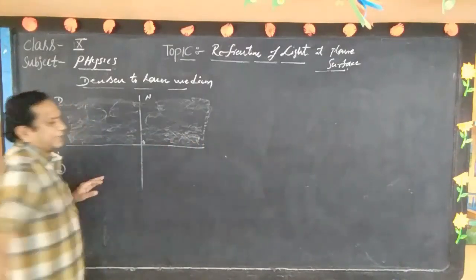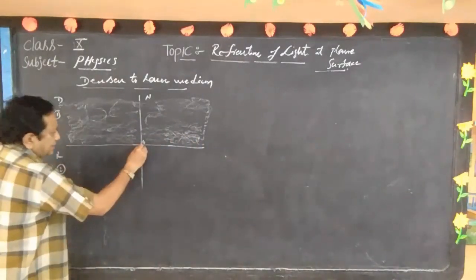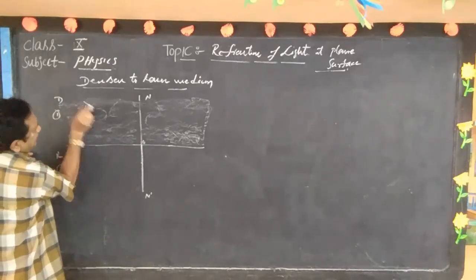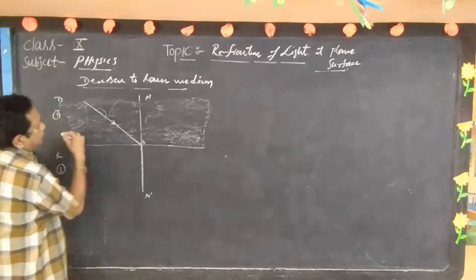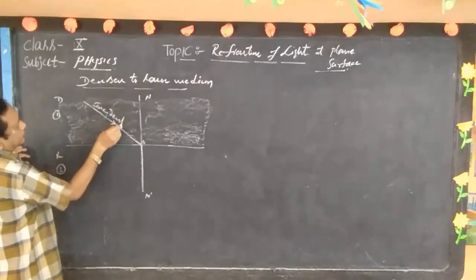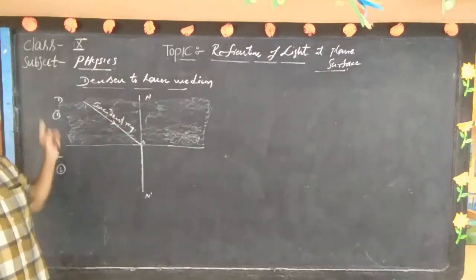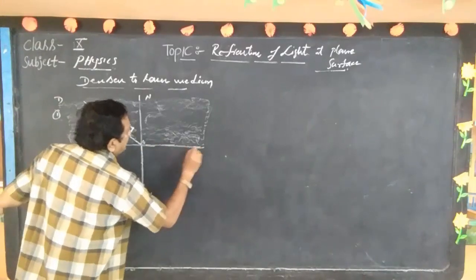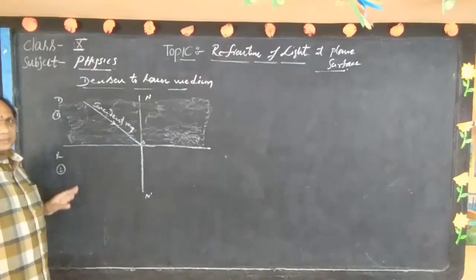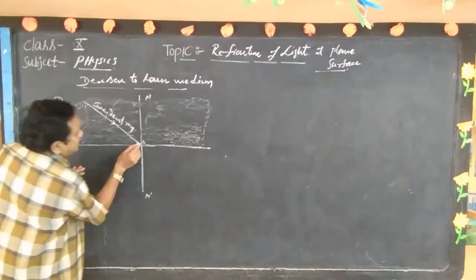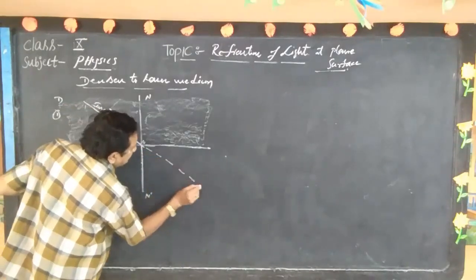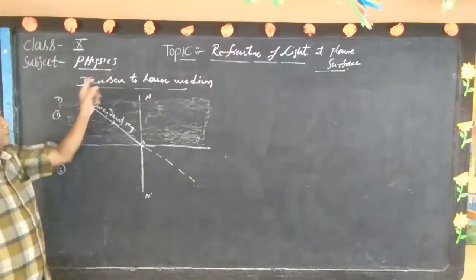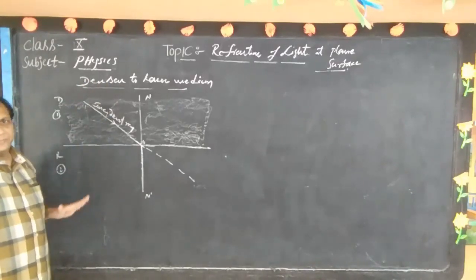Now the light ray enters from denser to rarer. So this is the normal. Here the incident ray is produced in the denser medium, so this ray is the incident ray, and it enters into the rarer medium. This is called the interface, or medium separator. If this medium separator is not there, the ray will travel straight. But the medium separator is there, so the ray bends and travels. Refraction means the ray bends and travels, whatever the medium.